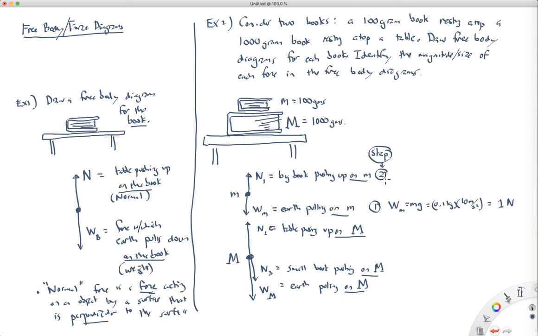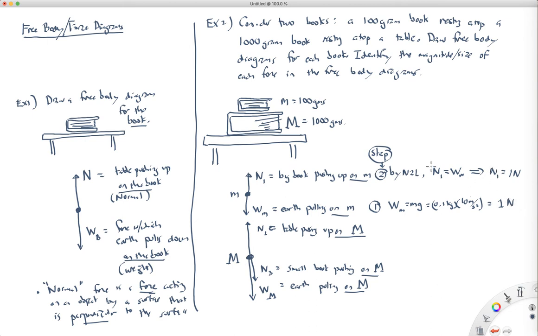Newton's second law. We know that because this book is not accelerating, the sum of these forces must be 0. So by Newton's second law, the sum of all the forces acting on it must be 0 so that the acceleration is 0. So we know that N1 should be equal in size to the weight of the book by Newton's second law, which means that N1 should also be 1 Newton. So it's the same force and it's in opposite direction so that this object does not accelerate up or down. It's sitting still, it's static.